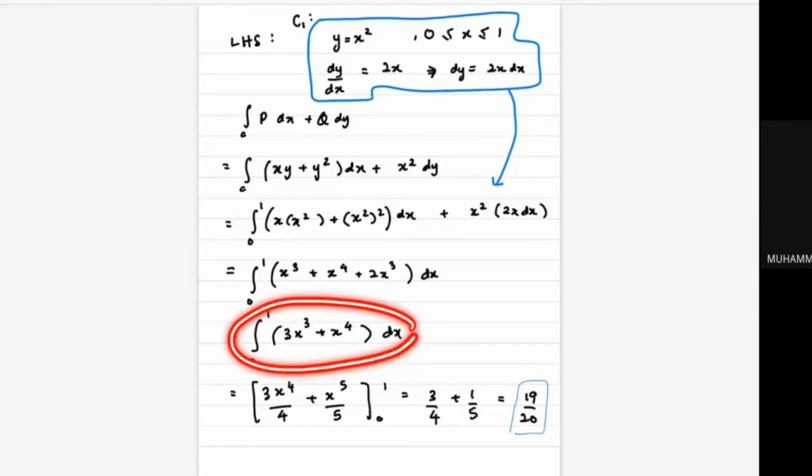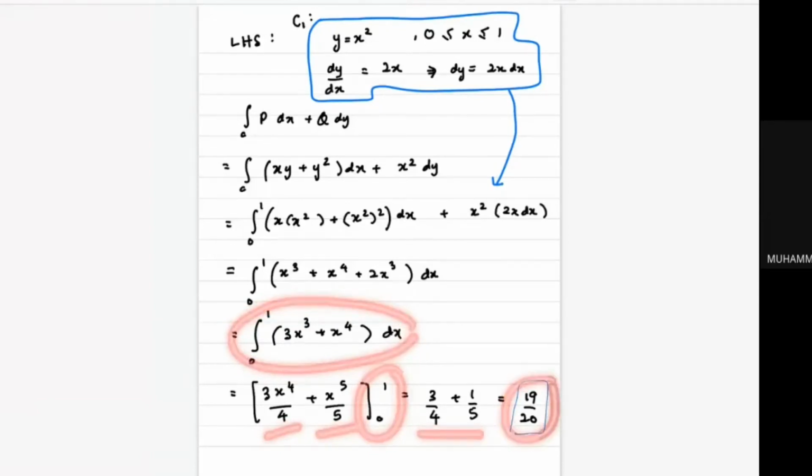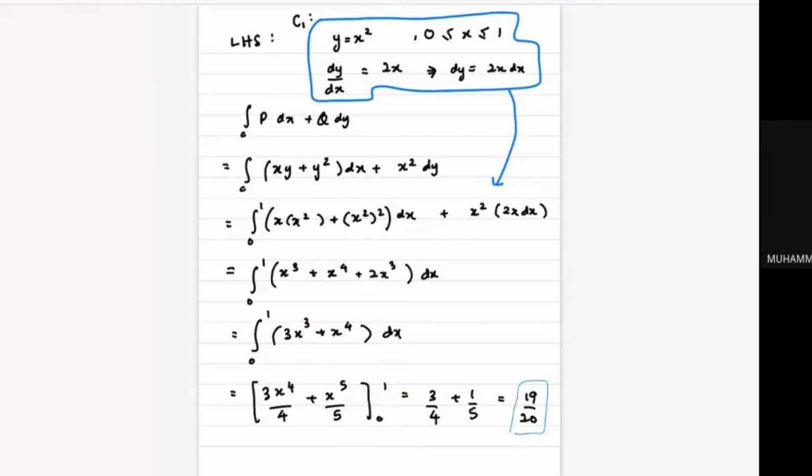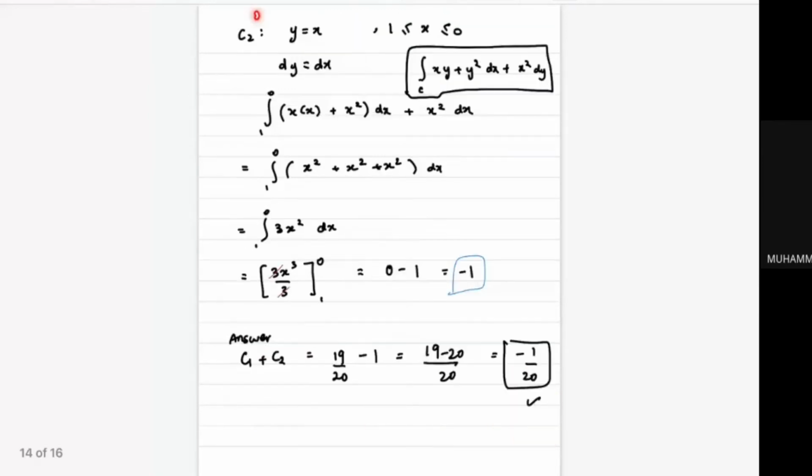Very simple. You get this value and this value, substitute the limit, simplify, then you get 19 over 20. This is only the C1. C1 is 19 over 20. C2 is for line y equal to x. So dy equal to dx. X is from 1 to 0.